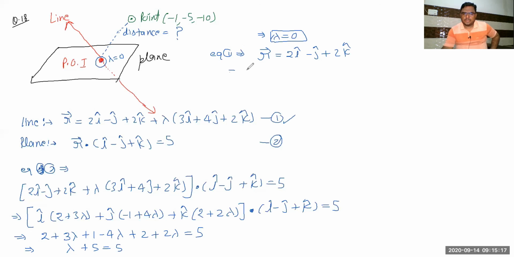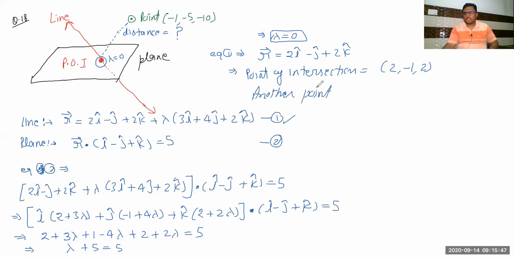This implies that point of intersection is equal to 2, minus 1 and 2. This point is in vector form and this point is in Cartesian form. So you have obtained the coordinates of the point of intersection and another point is given to us. So what is the other point? What are its coordinates? -5, -5 and -10.